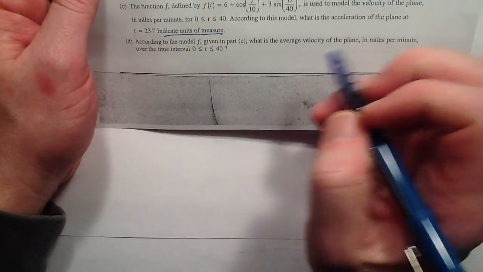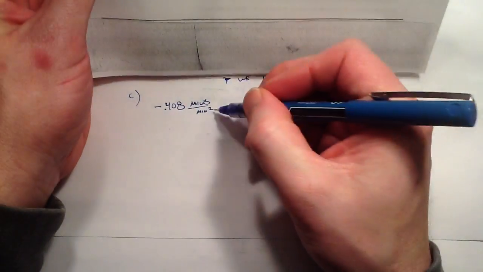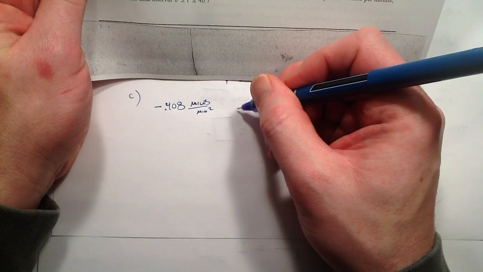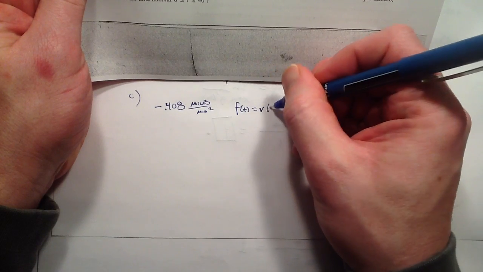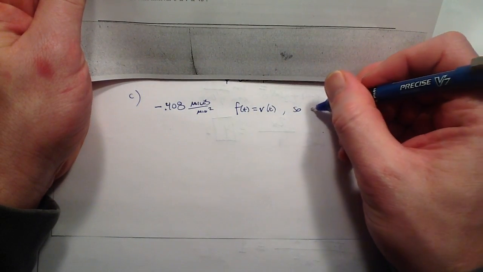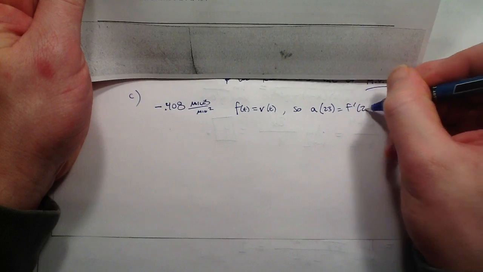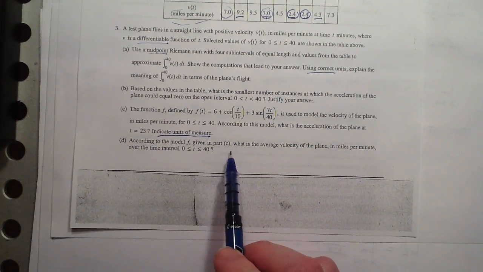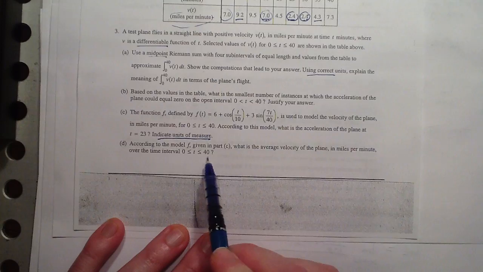If they just say what is the acceleration, and they don't say anything about showing the computations, that's probably sufficient. But just to be safe, I'm going to write down that the f of t function is velocity, so acceleration at 23 is equal to f prime of 23. That's what we found. Okay, last part. According to the model f given in part C, what's the average velocity of the plane in miles per minute over the time interval from 0 to 40?